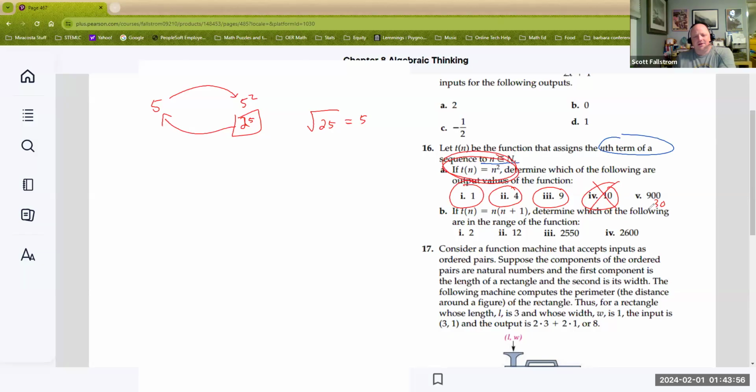Okay. Now, it may not seem like there's a connection between A and B, but I want you to see in part B, they say T of n is equal to n times n plus 1. And the reason I do this is I want you to notice this is n squared plus n when I distribute.